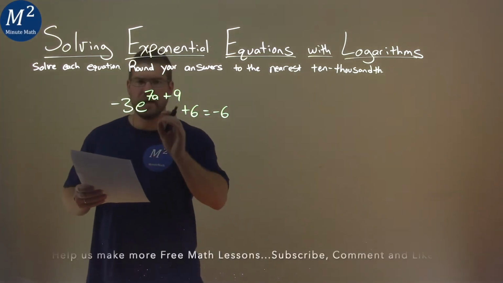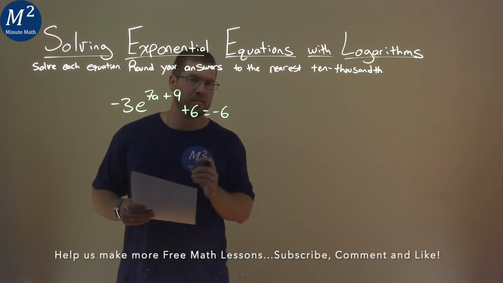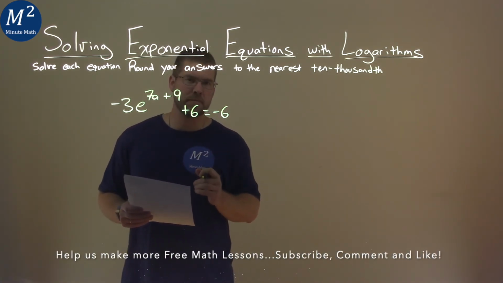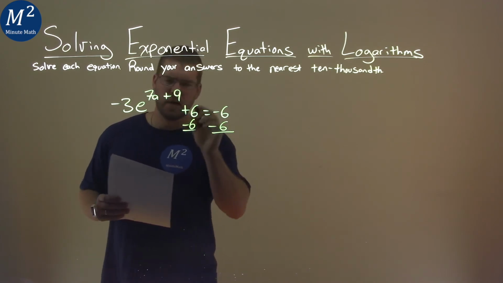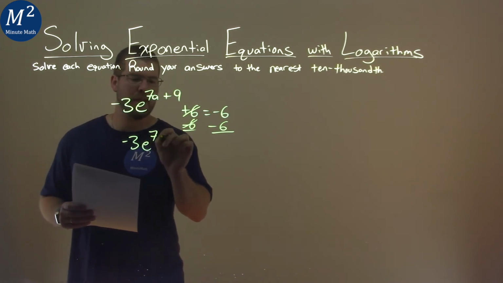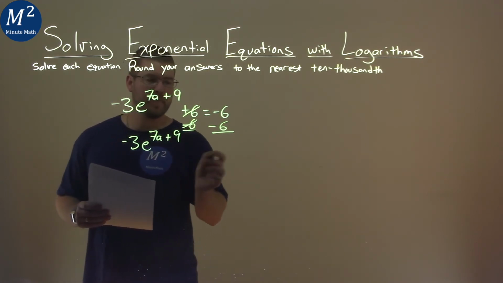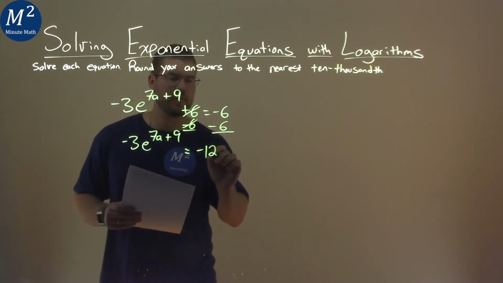I'm given this problem right here: -3 e to the (7a plus 9) power plus 6 is equal to -6, and we have to solve this equation. Well, first thing, I'm going to subtract a 6 from both sides. That cancels out here on the left, and I have a -3 e to the (7a plus 9) power, and that's equal to -6 minus 6, -12.